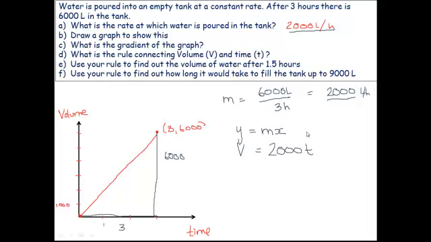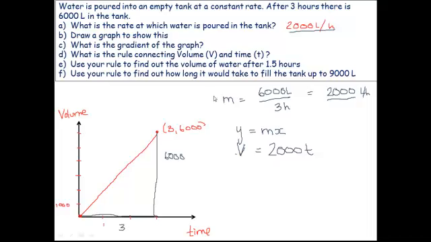Okay, we don't have a plus c because it goes through the origin. On the y-axis, we have volume. So instead of just using the variable y, because it's in a context, it's a word problem, we can use V for volume. 2,000, remember, is our gradient, and x, what's on the x-axis, is time. So V equals 2,000 times t, okay?